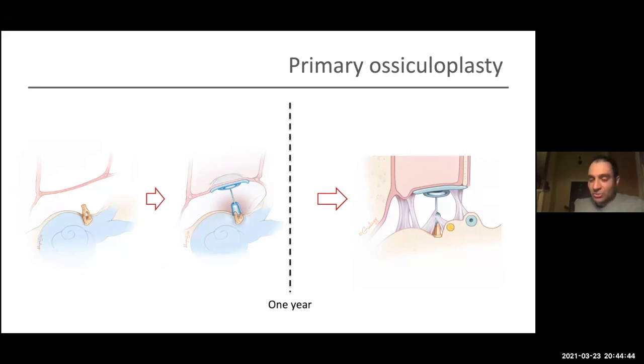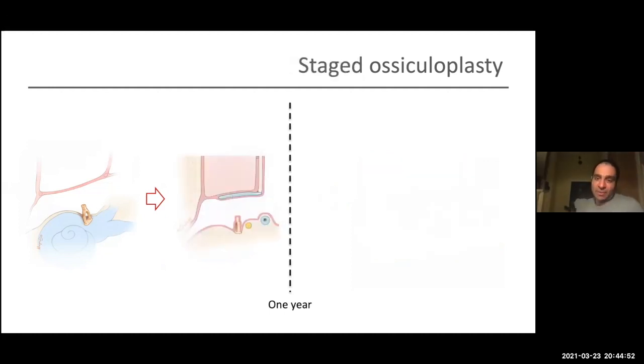And actually the data suggests that probably primary ossiculoplasty is associated with poorer hearing results than delayed ossiculoplasty. So this is what I often do if I've done an operation: I just put some cartilage under the tympanic membrane, and then I wait and see.